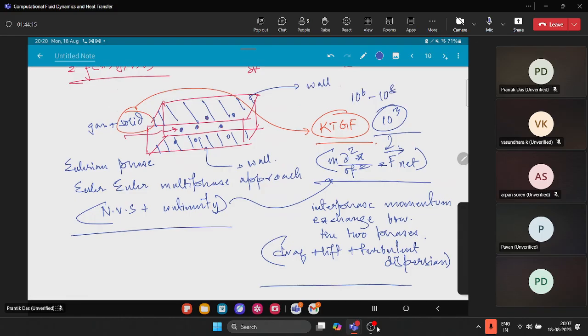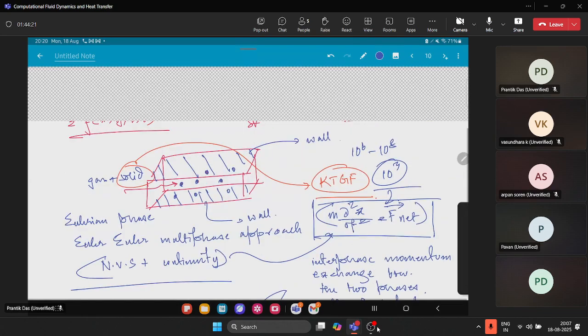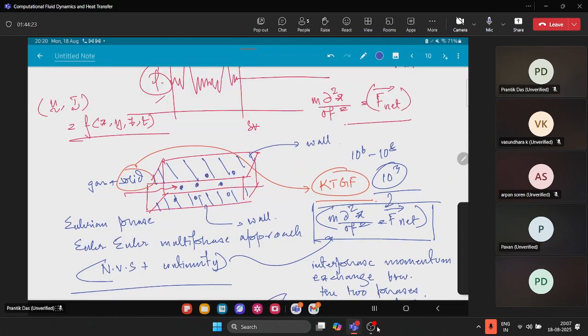What I'm trying to make you understand is that if it's a Lagrangian approach, you have to track individual particles in the domain, like molecular dynamics simulation. But if it's a Euler-Euler approach, then this solid phase actually is treated like a fluid itself. So then you don't have to track it. I hope I'm clear.